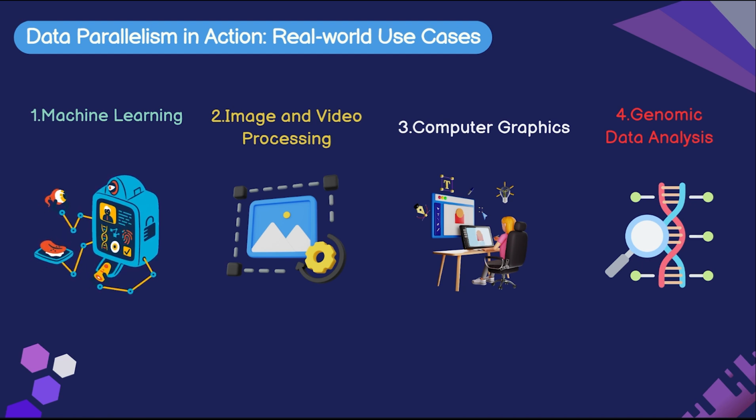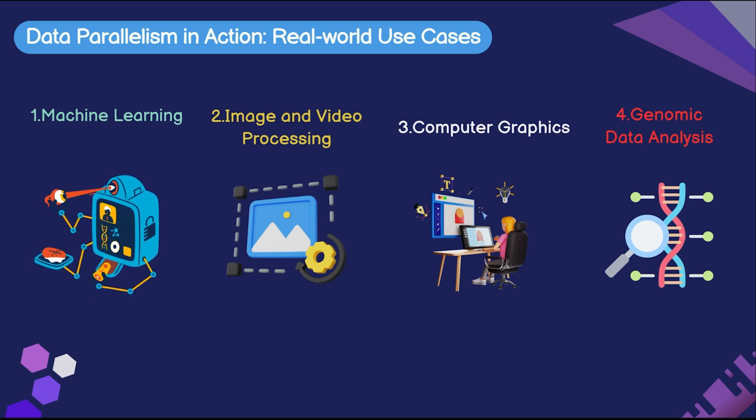In image and video processing, image recognition or rendering and video require application of filters and transformations. We need to analyze each individual frame or segment. Data driven parallelism allows these tasks to be parallelized. That means we can divide the work with each processing unit handling a subset of images or frames concurrently.